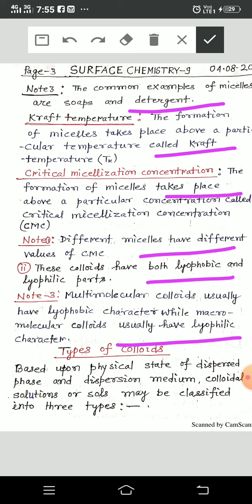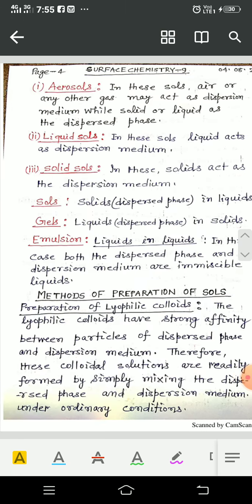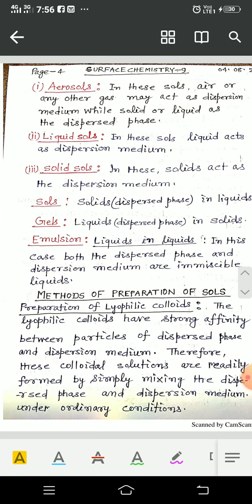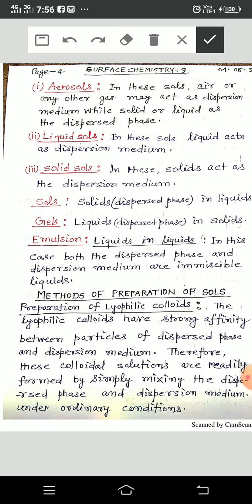Types of colloids based upon physical state. Means in lesson 8 I told you that it depends upon the physical state of the dispersed phase and dispersion medium. So about that I am discussing here in detail. Colloidal solutions, or sols, may be classified into 3 types. On page number 4, that is aerosols. In these sols, air or any other gas may act as dispersion medium, while solid or liquid as the dispersed phase.